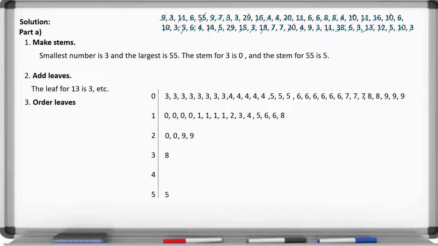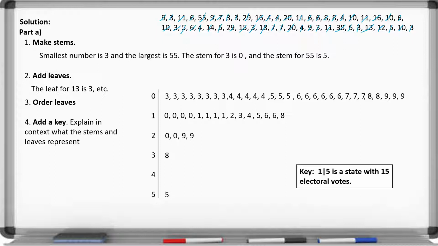Now make sure you add your key in. The key has to explain in context what the stems and leaves represent. So here we're talking about the electoral votes. So in our key, we simply provide an example. So if we have a 1 followed by the vertical bar followed by 5, that just means a state with 15 electoral votes.